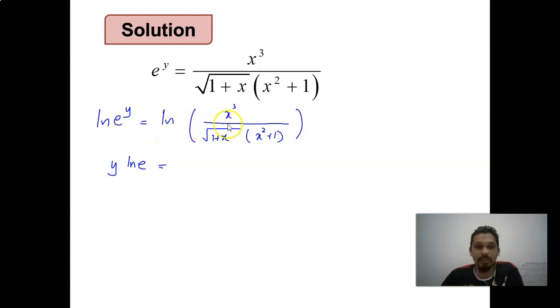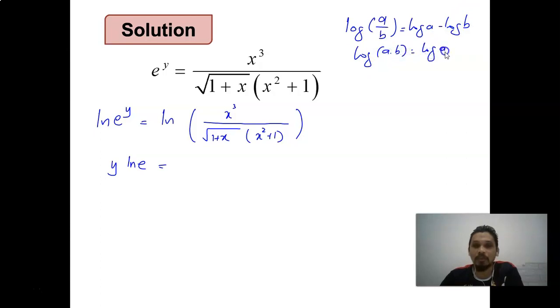Let's take a look at this one, ln of everything here. Please refresh our memories about the lesson in chapter 1. Log of a divided by b is log a minus log b, and log of a multiplied with b equals log a plus log b. This is the method that we're going to use to simplify this one.